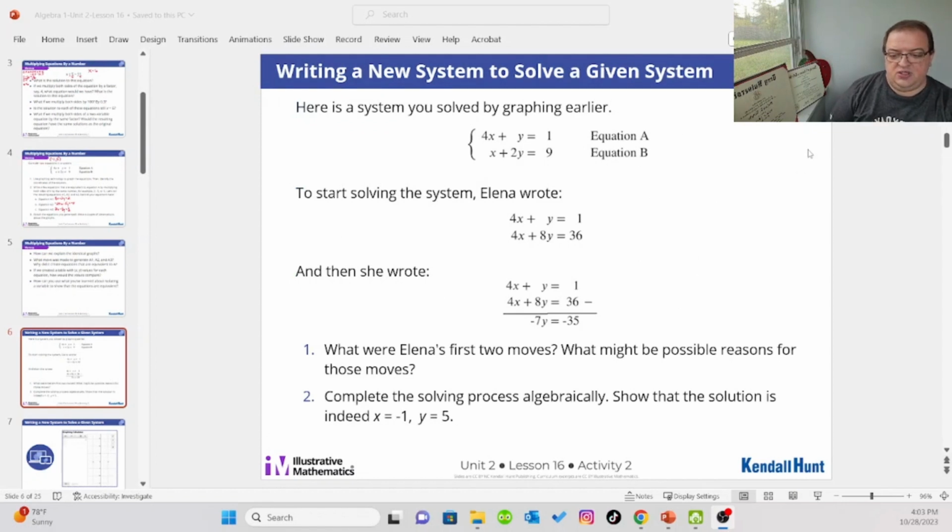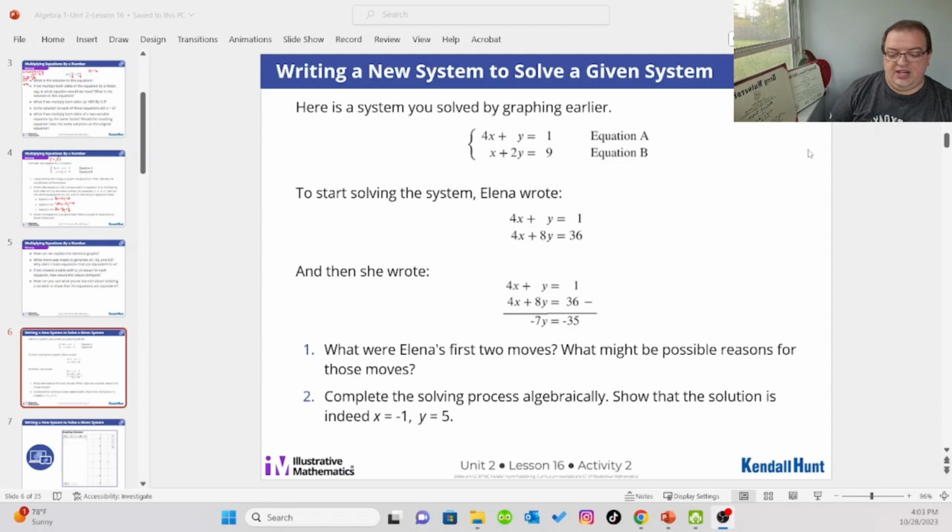Here is a system you solved by graphing earlier. So this is that equation A and equation B again. To start solving the system, Elena wrote 4x plus y equals 1 and 4x plus 8y equals 36. And she subtracted the bottom equation from the top equation to get negative 7y equals negative 35.